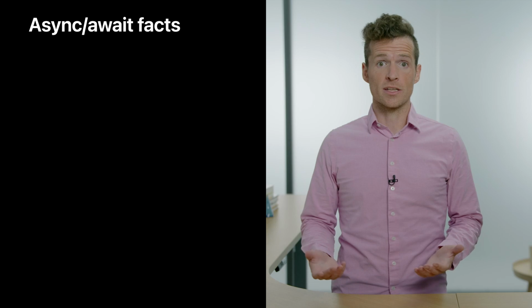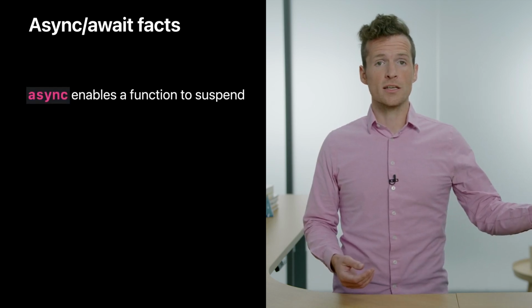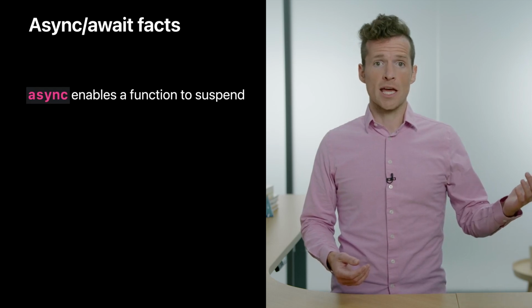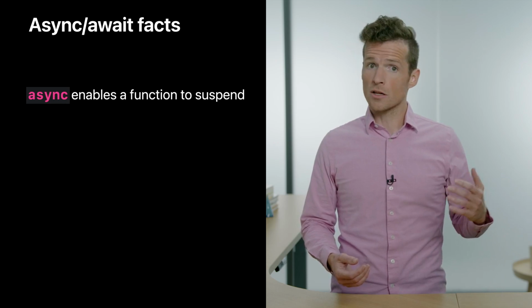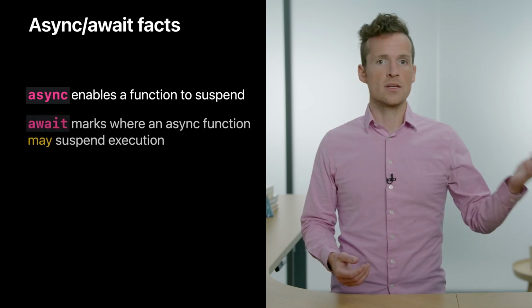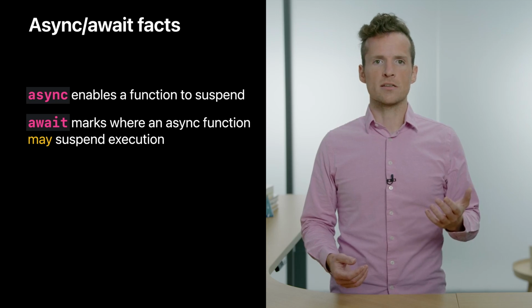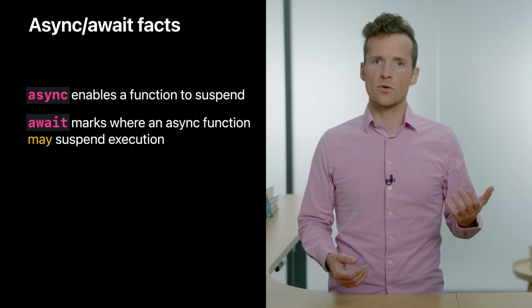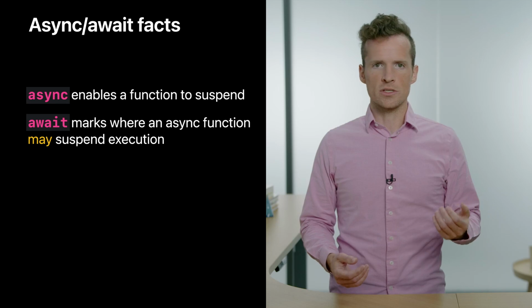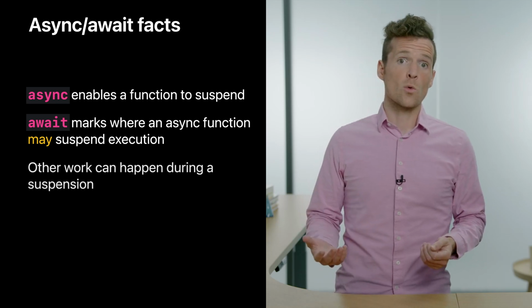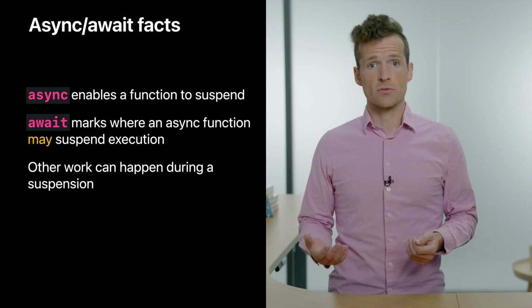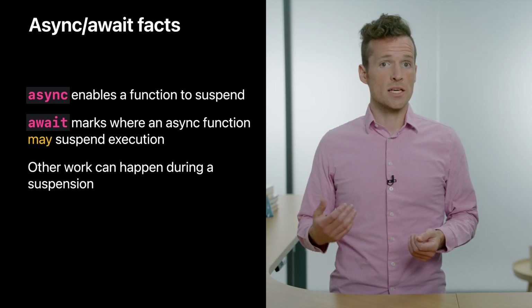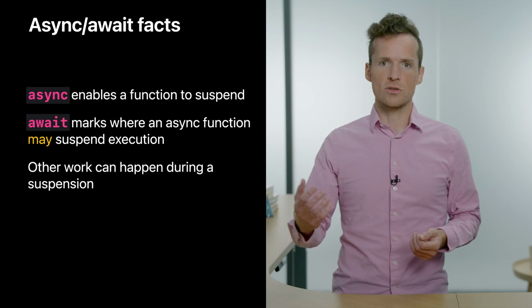Here are a few important things to remember about async await. First, when you mark a function async, you're allowing it to suspend. And when a function suspends itself, it suspends its callers too, so its callers must be async as well. Second, to point out where in an async function it might suspend, one or many times, the await keyword is used. Third, while an async function is suspended, the thread is not blocked, so the system is free to schedule other work. Even work that gets kicked off later can be executed first.